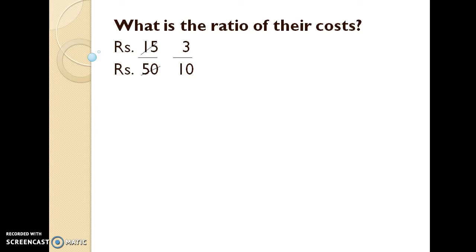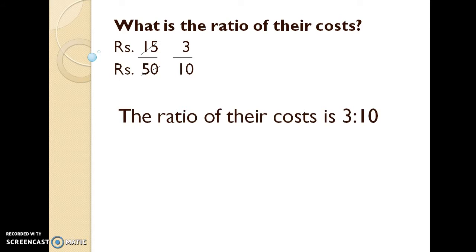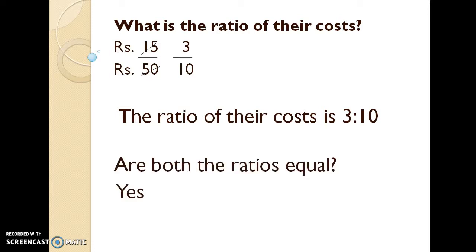What is the ratio of their costs? The cost of the pens purchased by Soham is rupees 15 and that of Somu is 50. So after cancellation you get 3 by 10. So the cost ratio also comes to 3:10. Are both the ratios equal? Yes. The ratio of the cost as well as the ratio of the number of pens purchased.